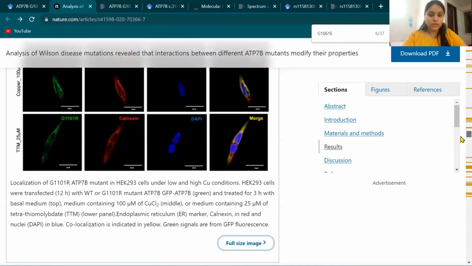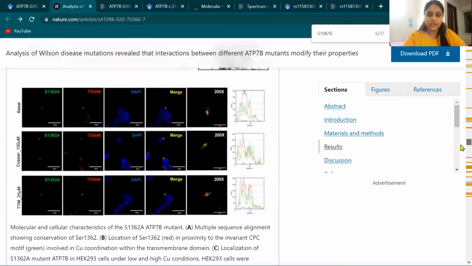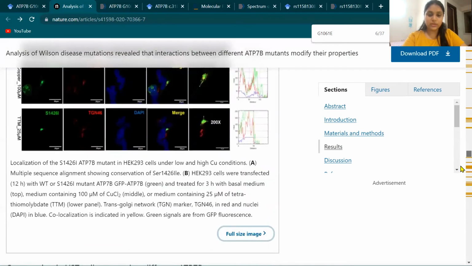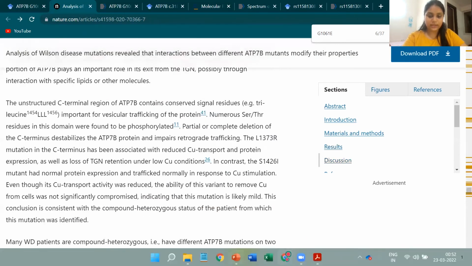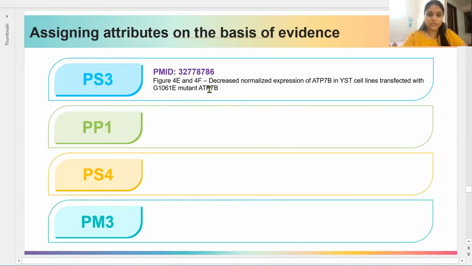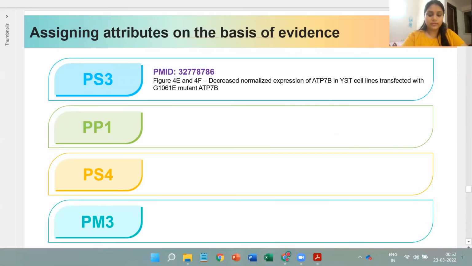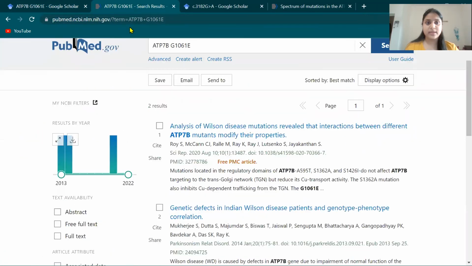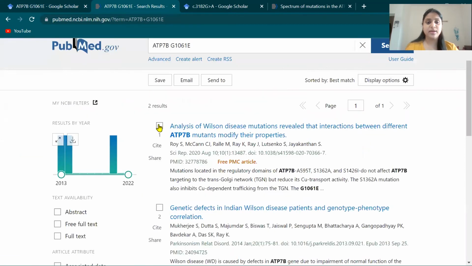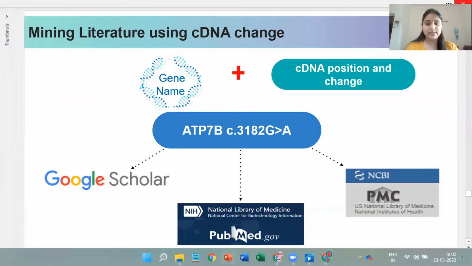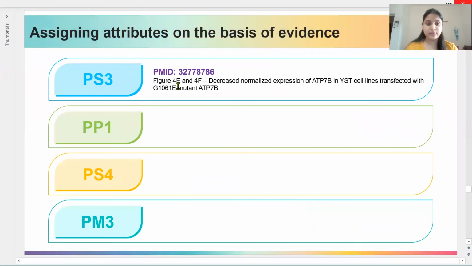However, there are no segregation or population or any type of studies that have been shown in this paper. So we can just go ahead and give PS3 to this variant using this paper. Now we will check PubMed. The first paper, this analysis of Wilson disease mutations, has already been studied when we were doing the Google Scholar search, so we don't need to review it again. From the papers that we have read, we could give PS3 from this paper.